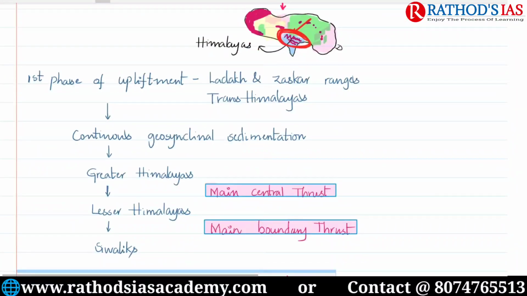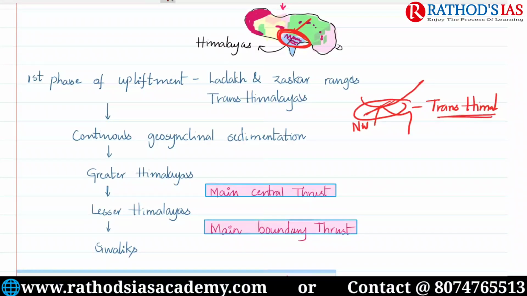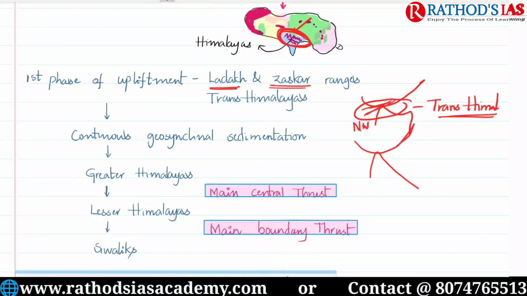Now let us see the first phase of upliftment. In the first phase of upliftment, only the northwestern part of India hit the Eurasian plate. Because of this, in the first upheaval, Trans-Himalayas formed. So in the first phase, Trans-Himalayas formed, and we can see the formation of the Ladakh range, Zaskar range, etc. towards the northwestern part.